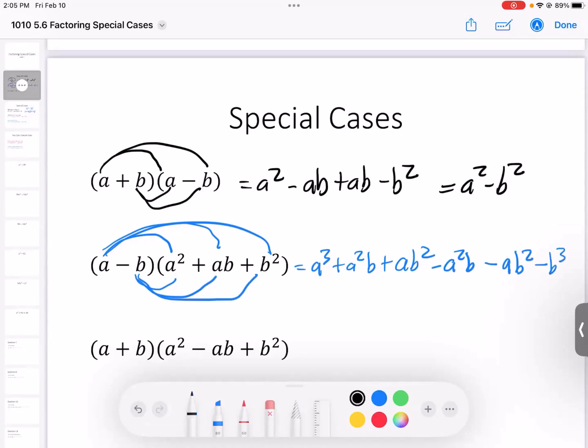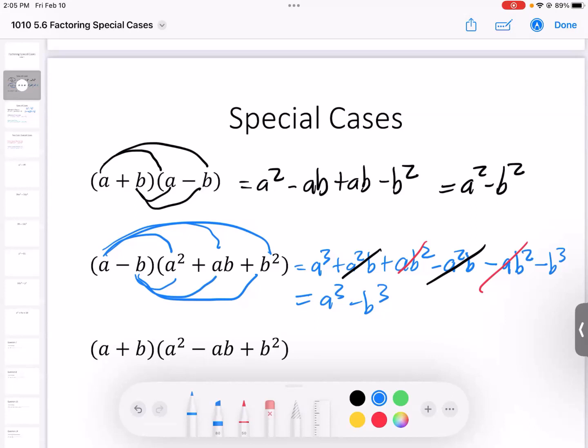And if you look at this one, we have a similar thing happening where you have a positive a squared b and a negative a squared b, so those cancel each other out. And we have an ab squared and a negative ab squared, and those cancel each other out, which is the reason why this ends up equaling a cubed minus b cubed. And we won't go through this one because it basically looks the same. You just have some different positives and negatives.